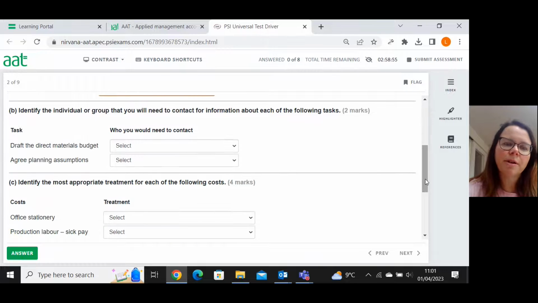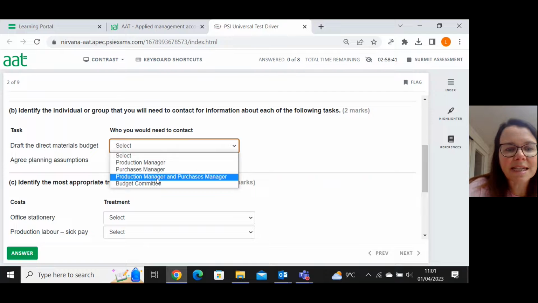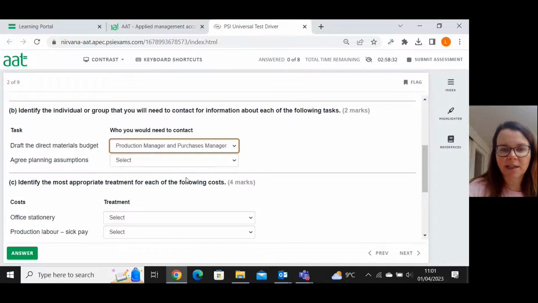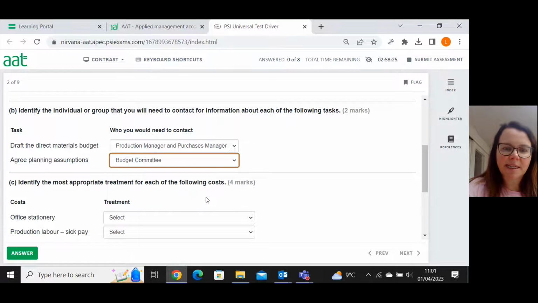Identify the individual or group that you will need to contact for information about each of the following tasks. So drafting the direct materials budget. You need to know what you need for the process, so that would be the production manager, but you also know how much you're going to spend. So production and purchases manager. Agreeing planning assumptions is back to the budget committee as discussed previously.